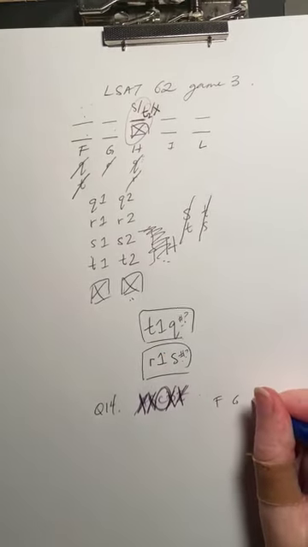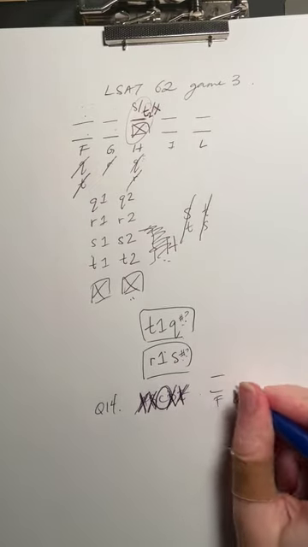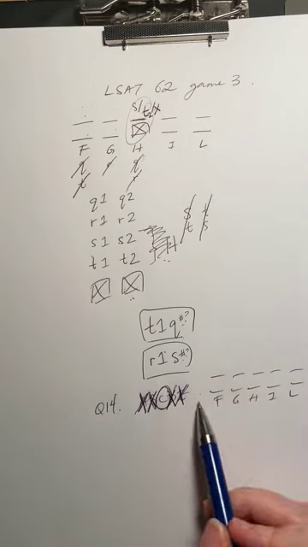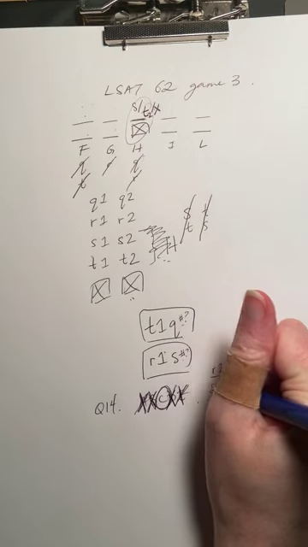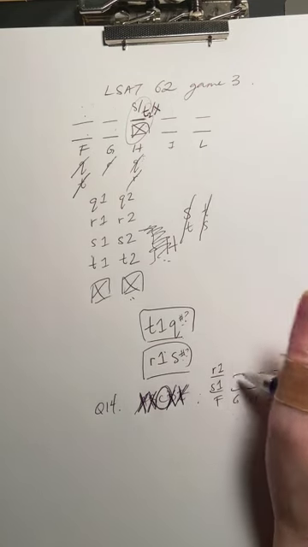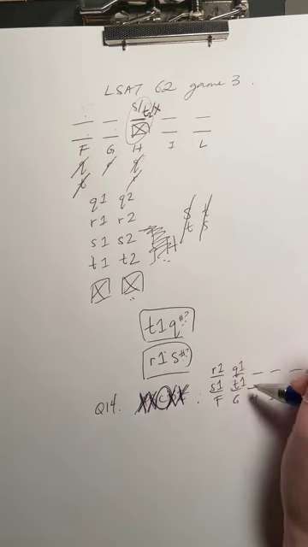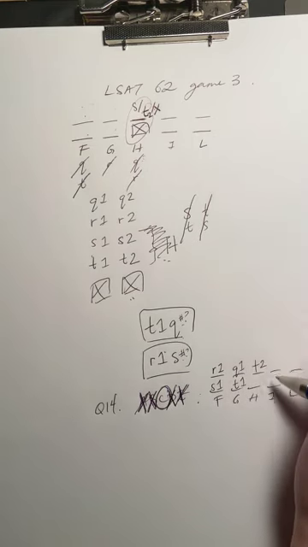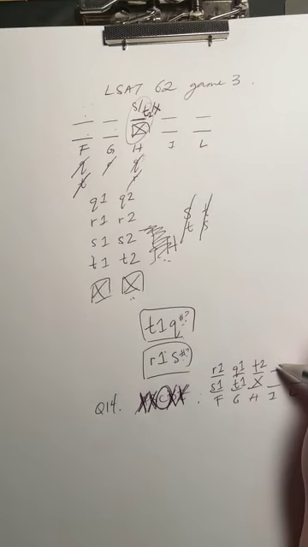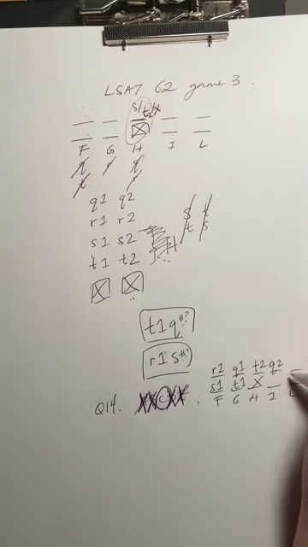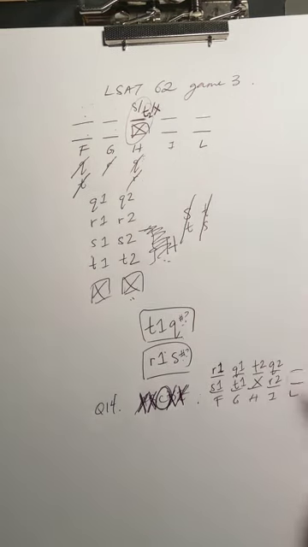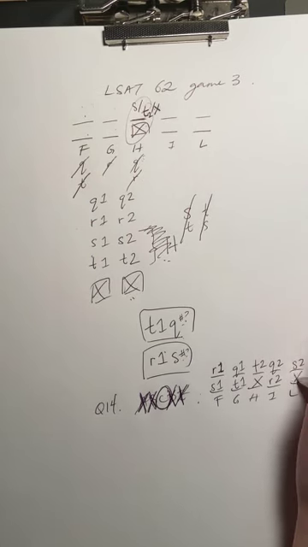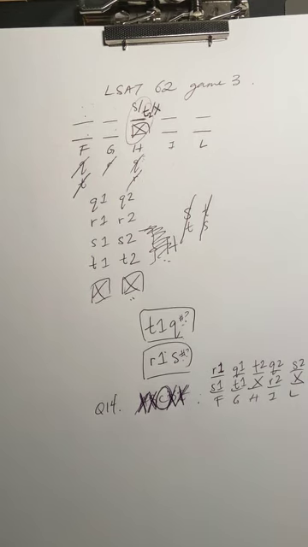So I'm just going to write that out as one potential solution. So we've got R1 and S1. Then we have Q1, T2, Q2, R2, and S2. So that's one acceptable solution.